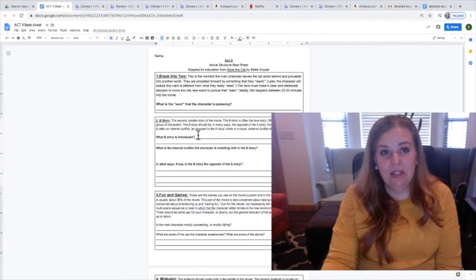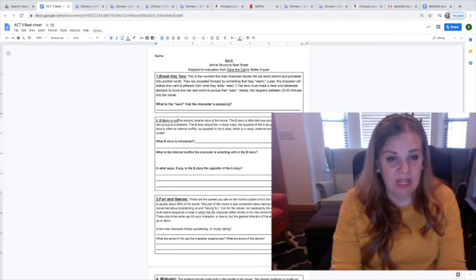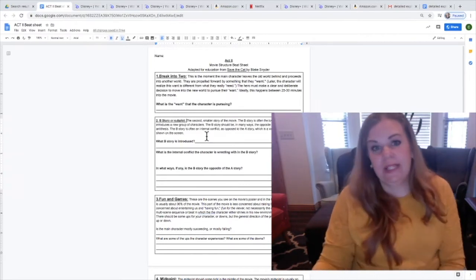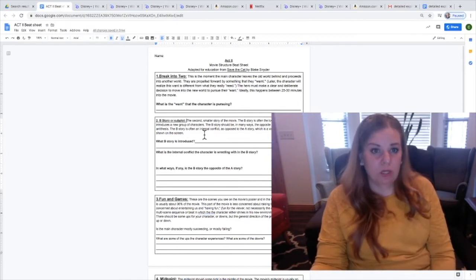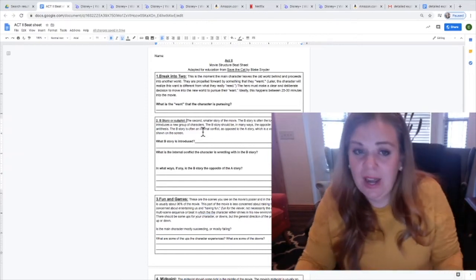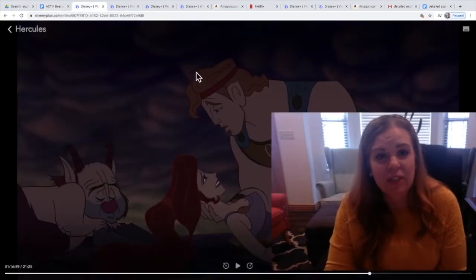The second thing that you're going to look for in Act 2 is what's called a B story or a subplot. And I'll talk to you guys about the difference. The B story or the subplot is the second smaller story of the movie, and most often it's a love story. If you're watching a romance movie, then the romance is the A story and there will be a different subplot. But if the movie is not primarily a romance, then usually it's romance. In Disney movies, it's usually romance.